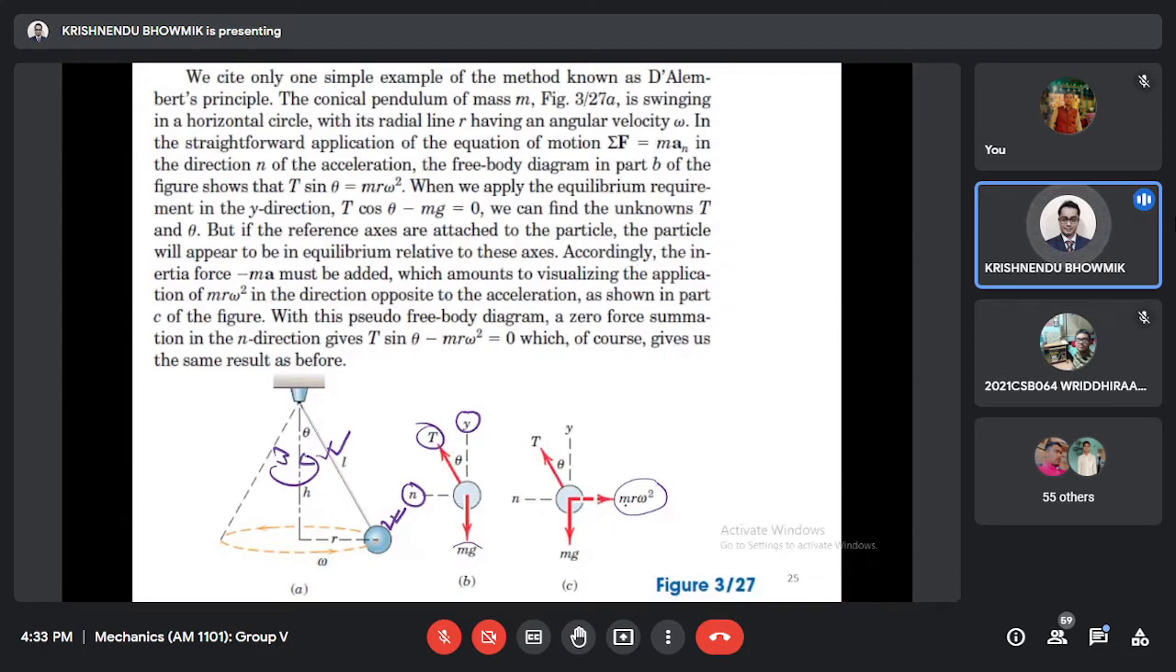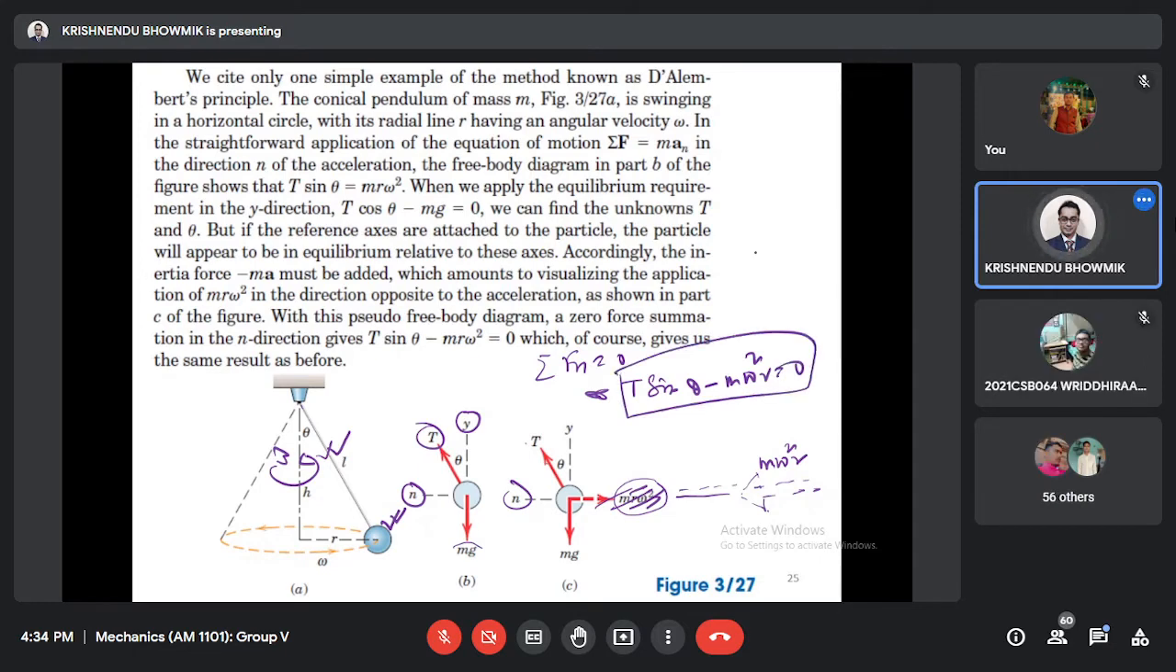So instead of writing this on the right side, we can move it and write, as some books do, the dotted one, m omega square r, such that summation Fn equals 0. So the tension T in that direction: T sin theta minus m omega square r equals 0.